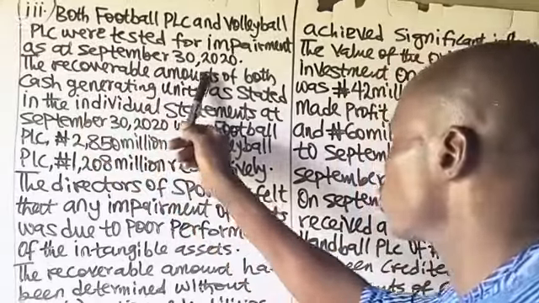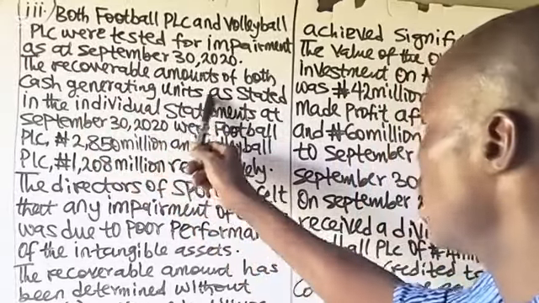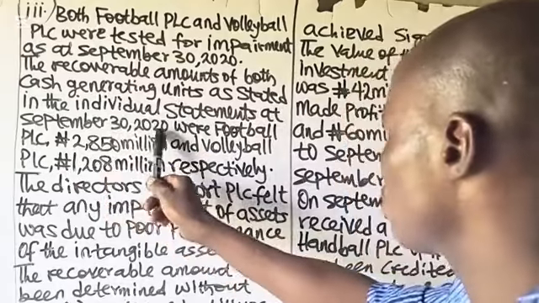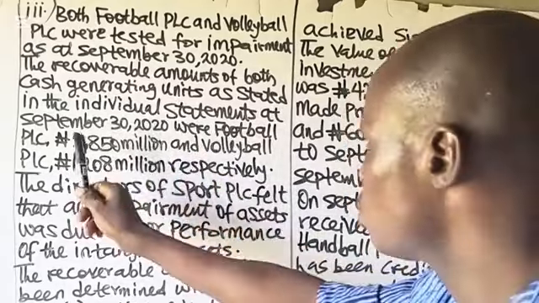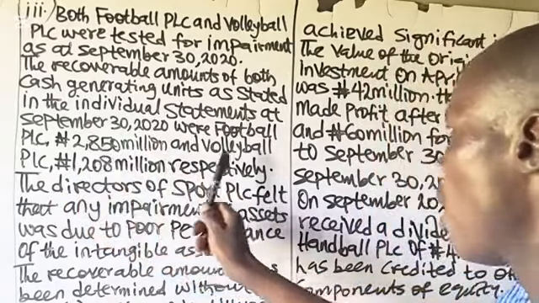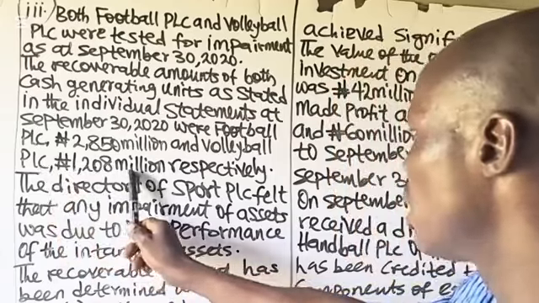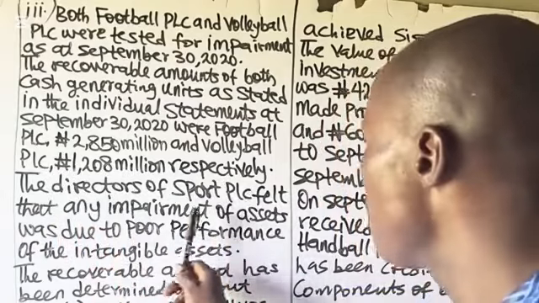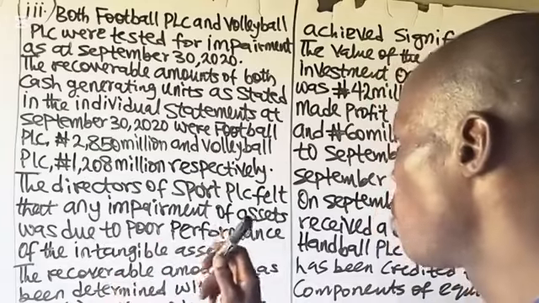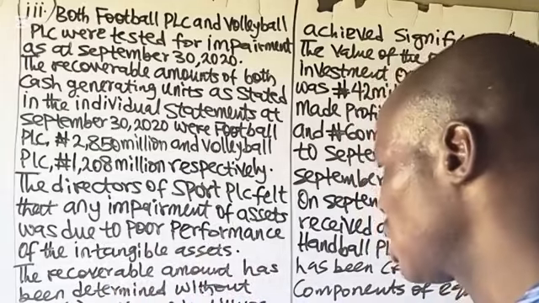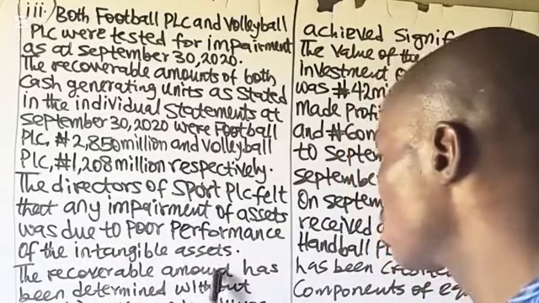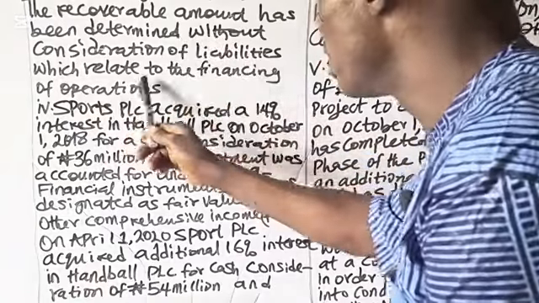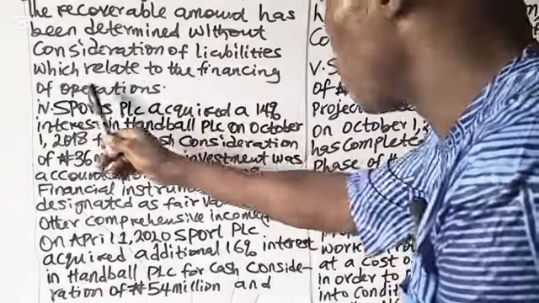The recoverable amounts of both cash generating units, as stated in the individual statements at September 30, 2020, were Football PLC 2,850,000,000 naira and Volleyball PLC 1,208,000,000 naira respectively. The directors of Sport PLC felt that any impairment of assets was due to poor performance of the intangible assets. The recoverable amount has been determined without consideration of liabilities, which relates to the financing of operations.